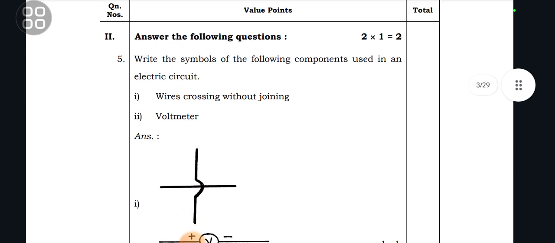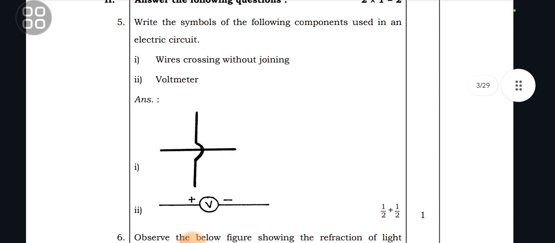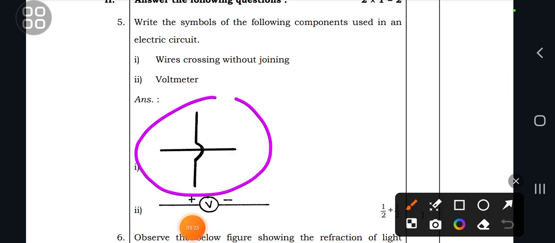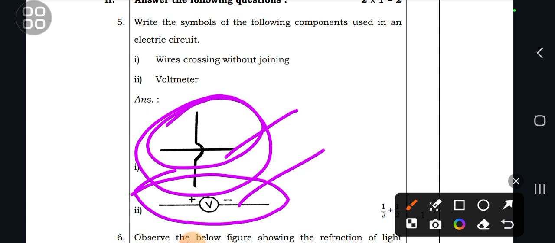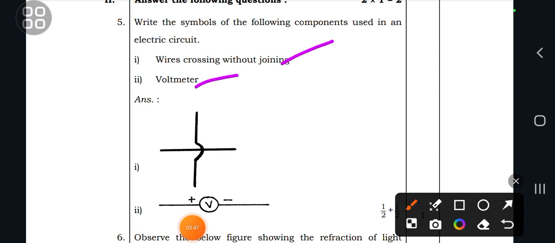Coming to the 1 mark question. Write the symbol of the following components used in a circuit. This question is asked repeatedly in many question papers. You can see the previous year question papers. This question is repeatedly asked for 2 marks or 1 mark. They will give the symbol and tell you to draw the circuit, or they will provide the symbol and ask you to write the statement. Here they have given only the statements.